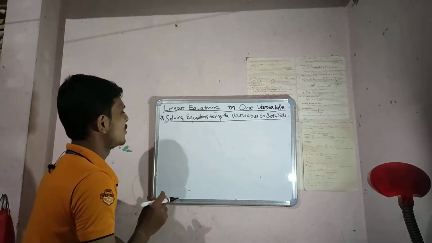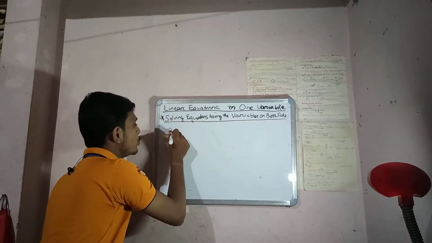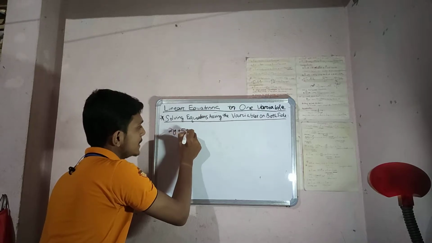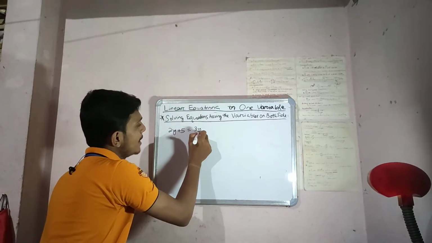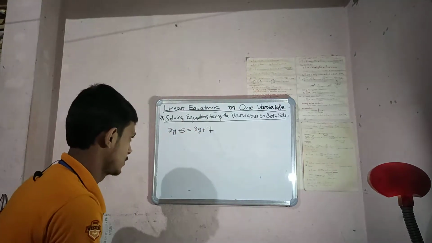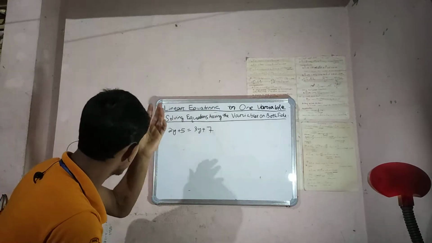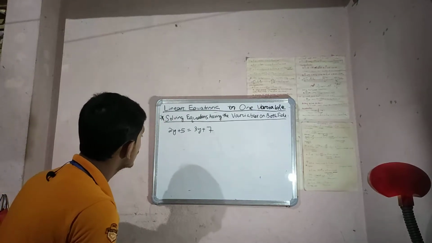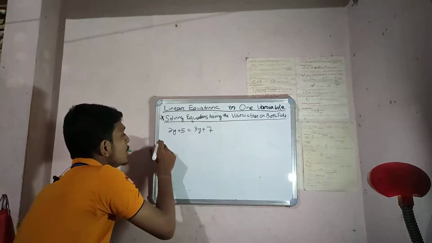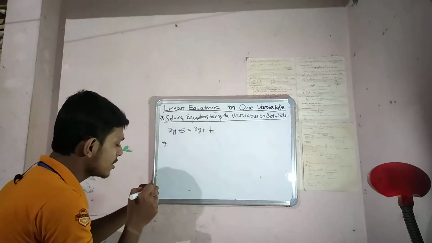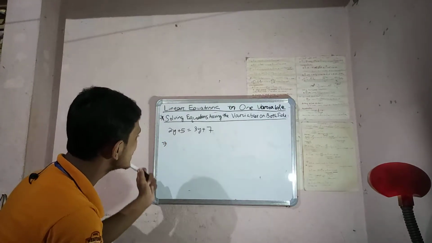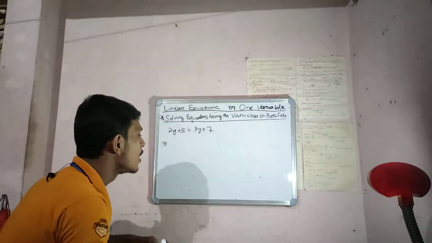Let us take the variable y. 2y + 5 = 3y + 7. This is a linear equation having the variable on both sides. So what is the first step? To change the variables to one side and the numbers to the other side.